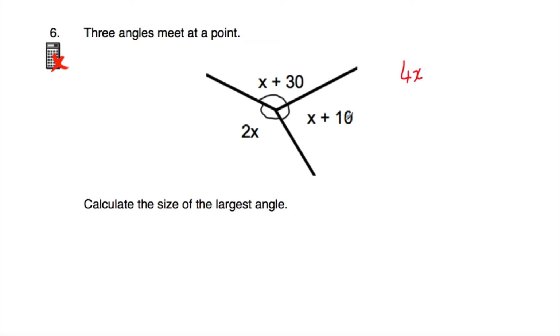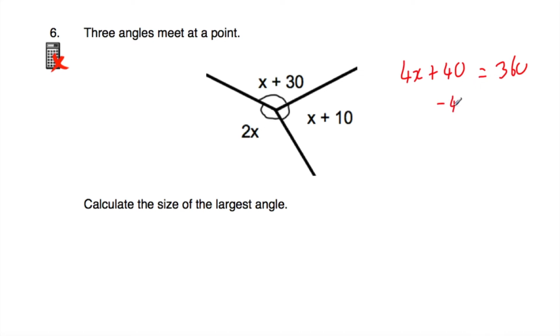And then we've got plus 10 plus 30, so that'll be plus 40 altogether. And that equals 360, because these 3 angles meet at a point, so that means they add together to be 360 degrees. Now let's solve this equation and find out what x is. And once we find out what x is, we can then substitute it into each of these expressions to find the size of each angle. Because at the minute I think this is the largest one, but what if it's this one? So let's solve this equation to begin with.